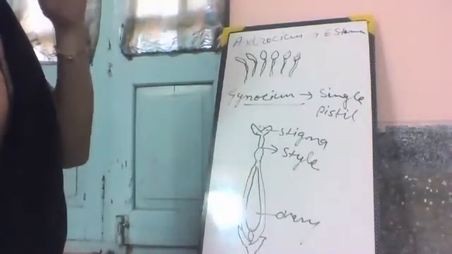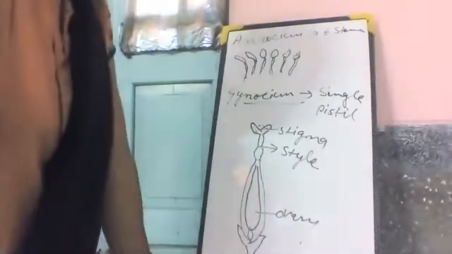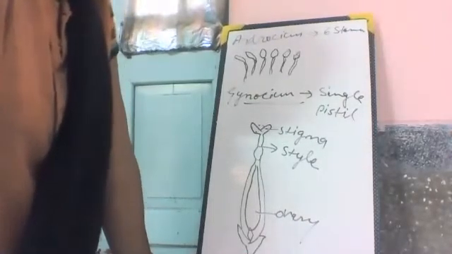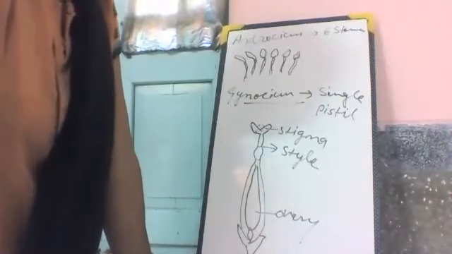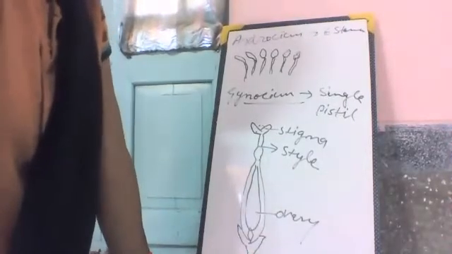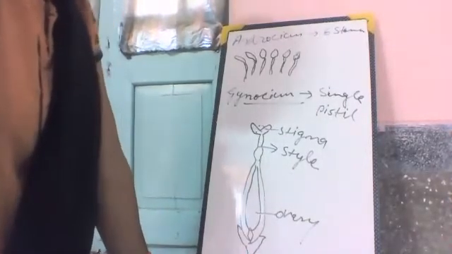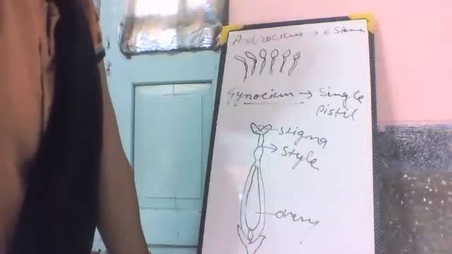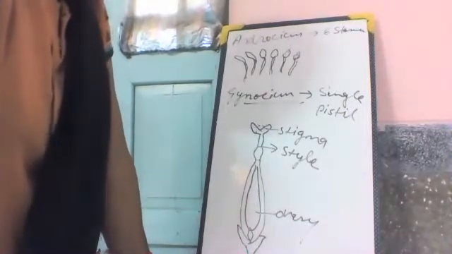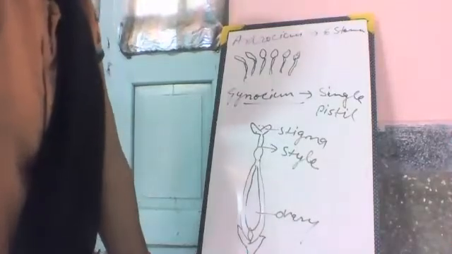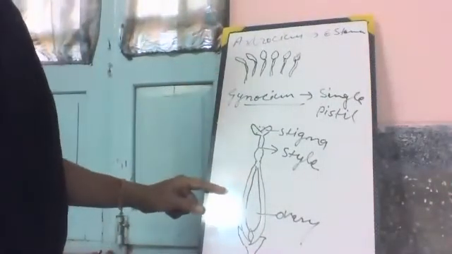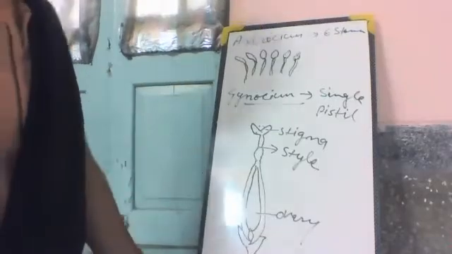Have a look once again at the study of the mustard plant. The common name of the mustard plant is sarson and the scientific name is Brassica campestris. The type of flower is complete, small in size, yellow in color and bisexual. It means it has androecium and gynoecium in one flower.